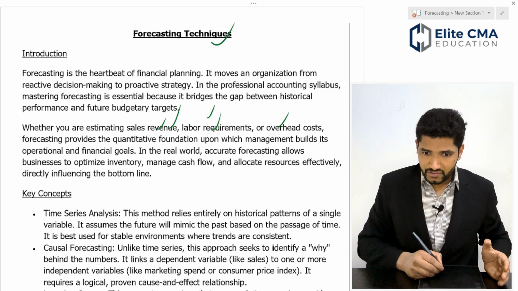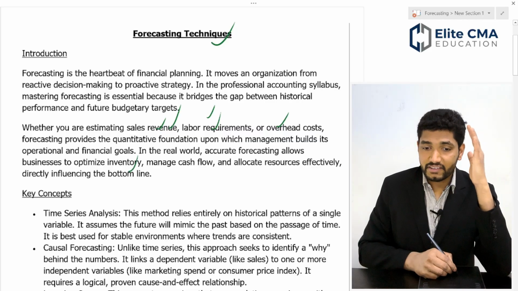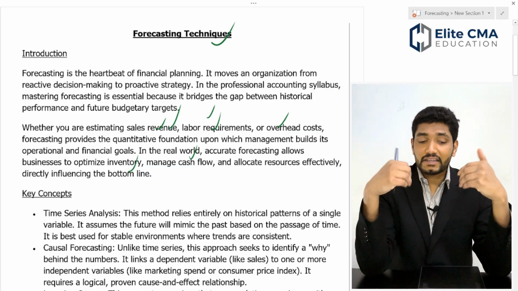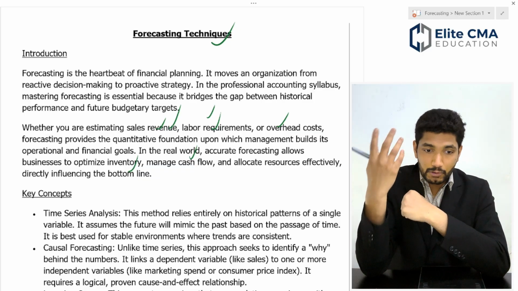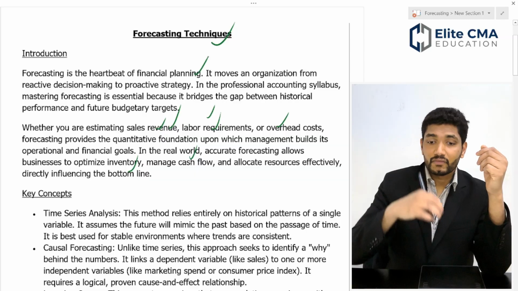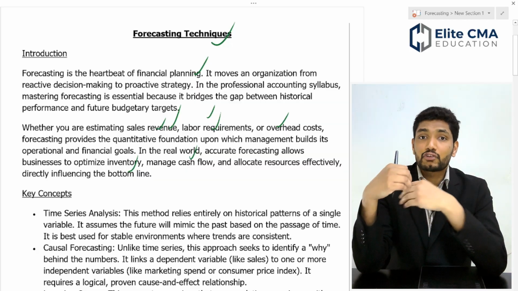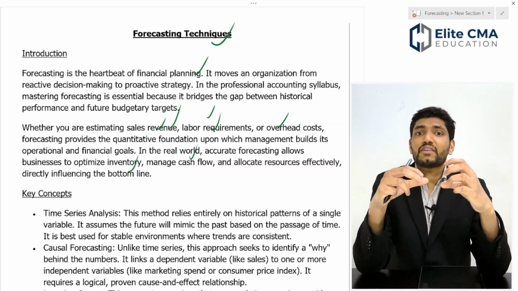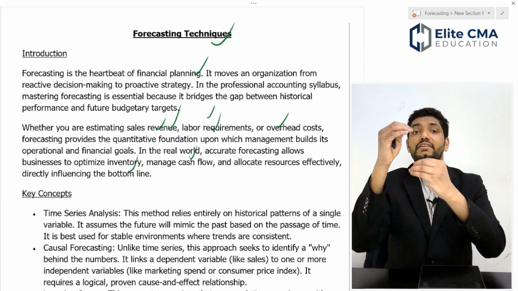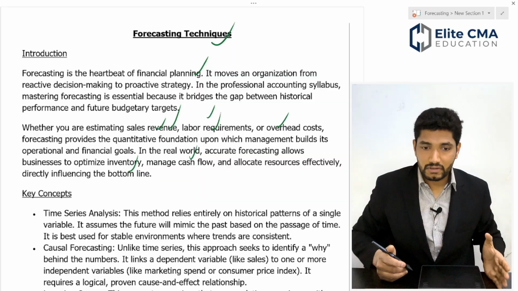In real world business, accurate forecasting allows business to optimize inventory, manage cash flow and allocate resources effectively, which directly influence the bottom line or net profit of the business. So it is the heartbeat of financial planning. It moves an organization from reactive decision making to proactive strategy. So once the company can estimate the figures as close to reality as possible, it can use those figures or that budget as a proactive strategy.